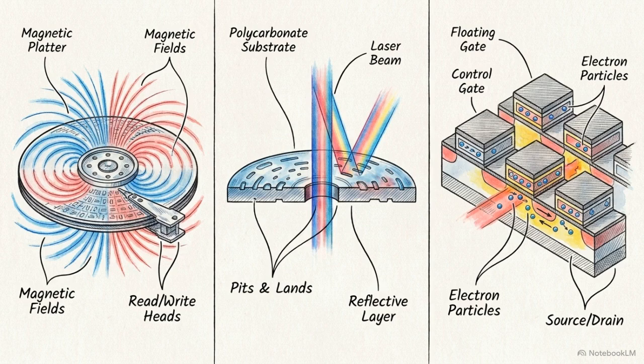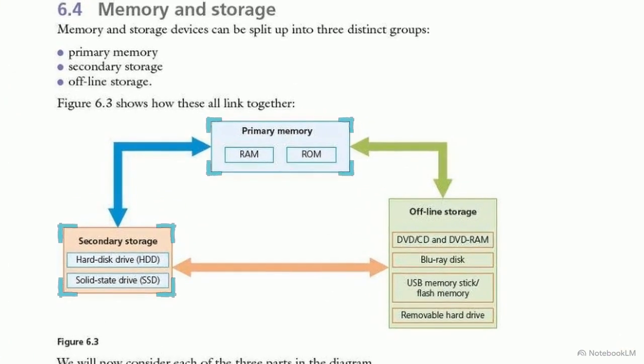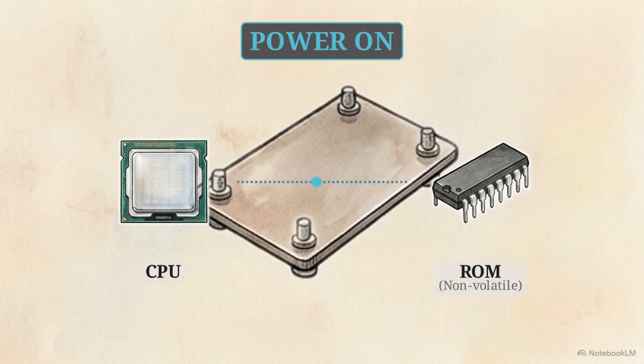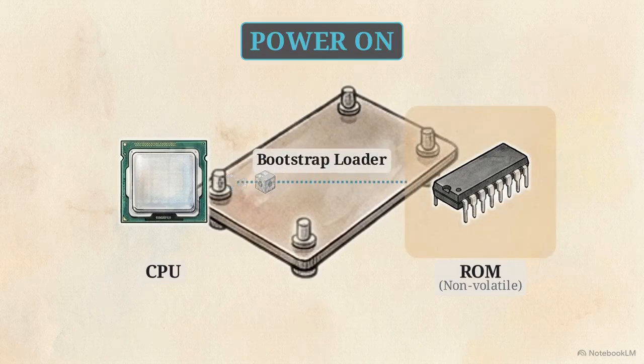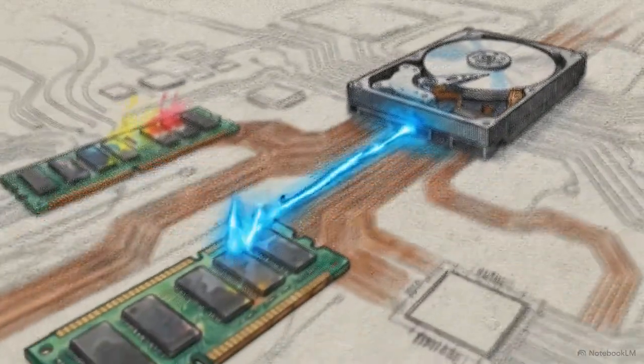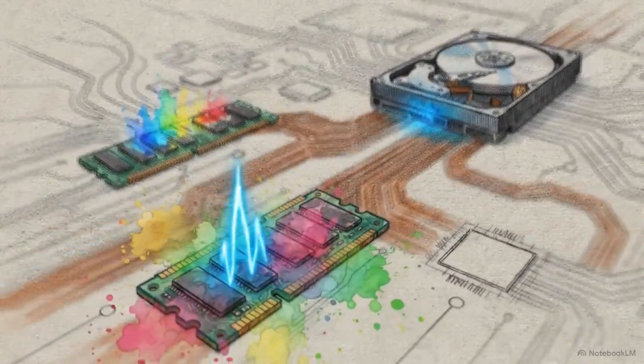Looking at this block diagram of the system's memory architecture, we can trace the distinct pathways separating the primary and secondary zones. When power is first applied, the CPU reaches directly into the non-volatile ROM, pulling the exact bootstrap instructions needed to initialize the dormant hardware. The firmware then accesses the secondary storage drives, grabs the operating system, and begins copying it across the system into the volatile RAM.